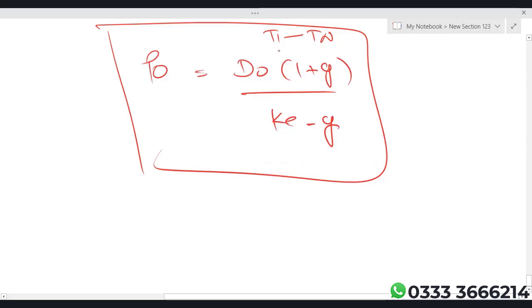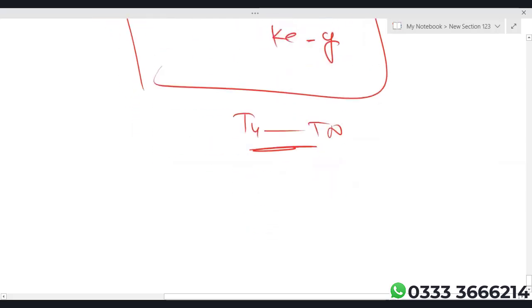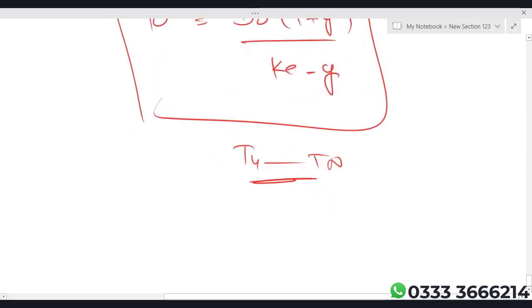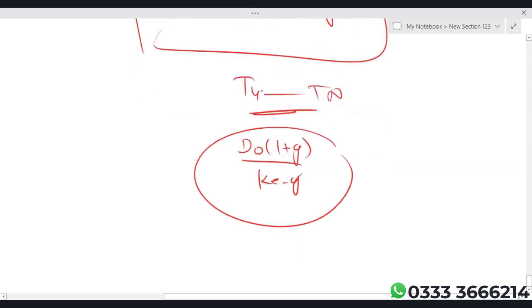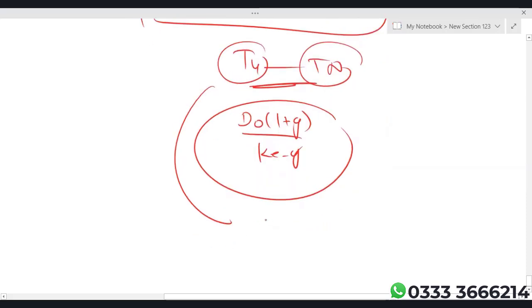But if you want to use this formula, for example, from T4 till T infinity, you just need to know one thing. D naught 1 plus G upon K minus G. Whatever comes, if you need the present value from T4 till T infinity, then you have to multiply this with a discount factor of the previous year. Basic investment appraisal concept.